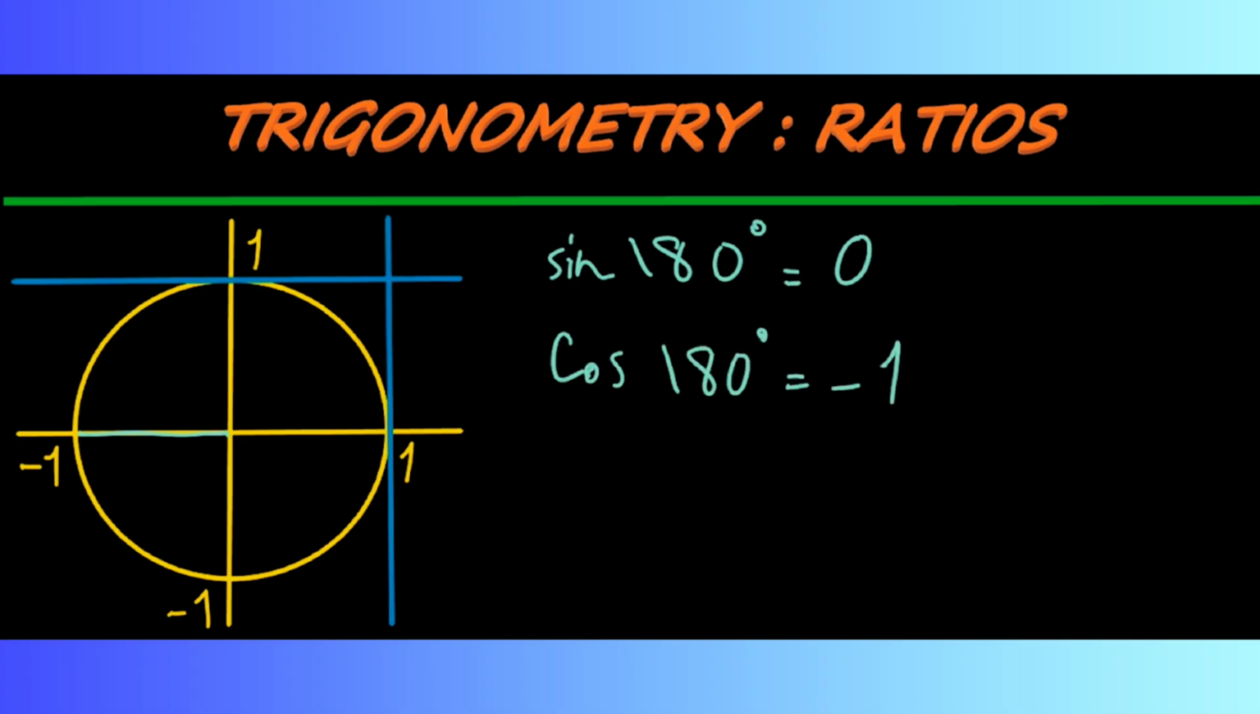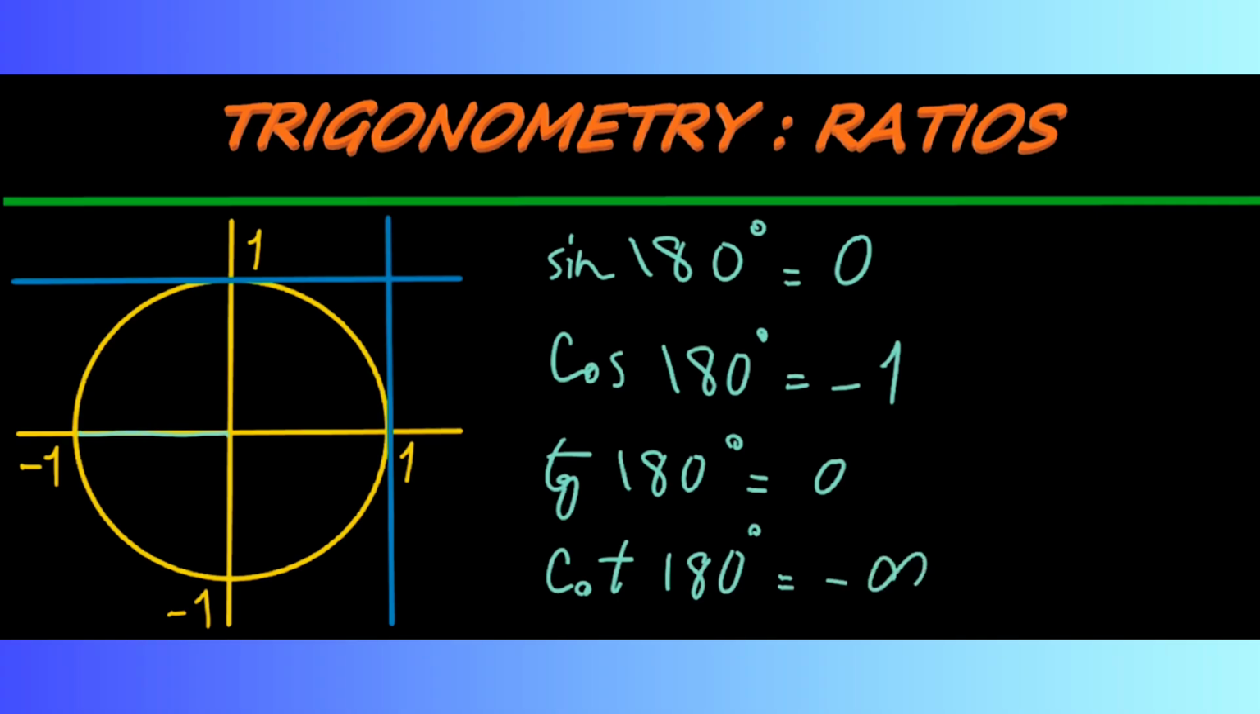For 180 degree, we can say its sine is equal to 0, cosine is equal to -1, since it's placed on minus 1. Tangent 0 and cotangent infinite. There's no difference between negative infinite or positive infinite here.